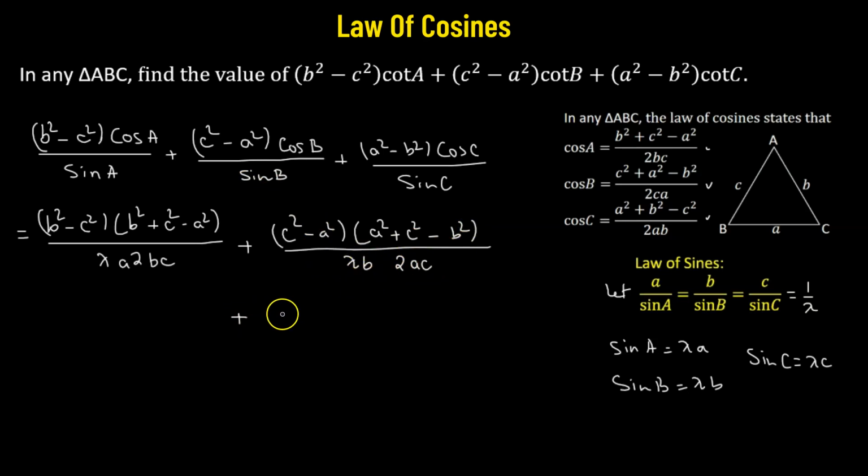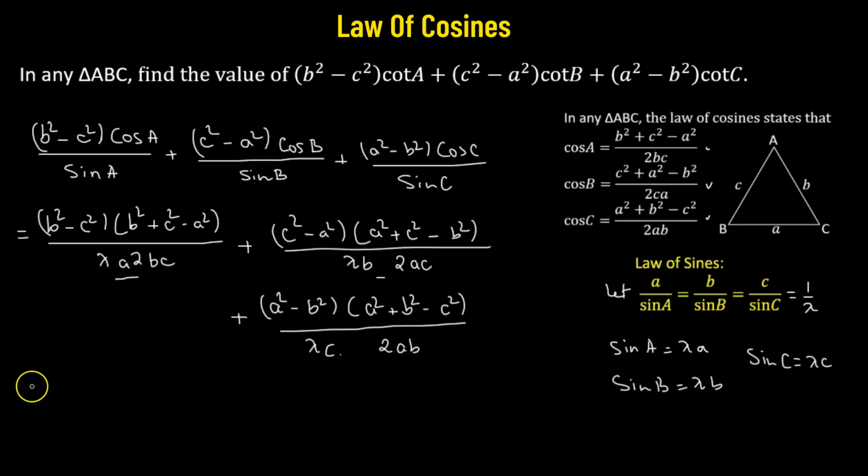Now coming to the third term, we have a squared minus b squared multiplied by cosine of C. So cosine of C will be a squared plus b squared minus c squared, divided by 2 times ab, and sine C is lambda times c. Right. So clearly we see that we have 2 lambda times abc as the common denominator, so we can factor that out. So we have 1 over 2 lambda times abc, multiplied by b squared minus c squared times b squared plus c squared minus a squared.